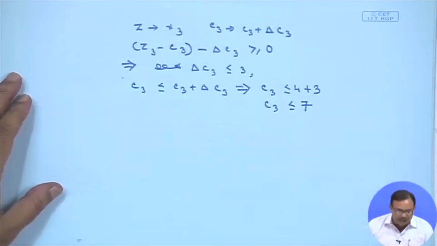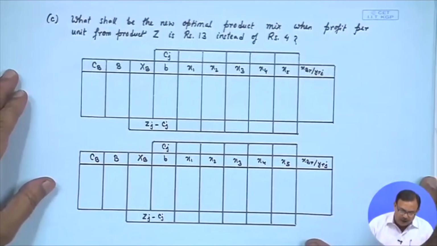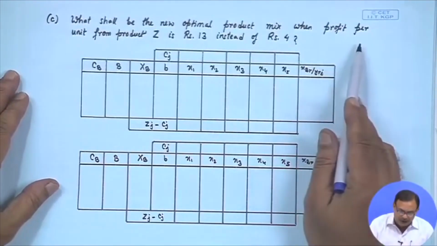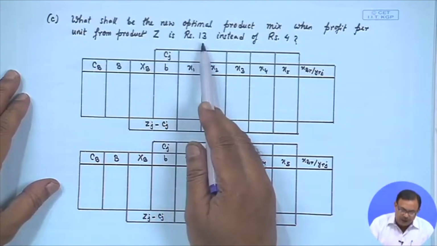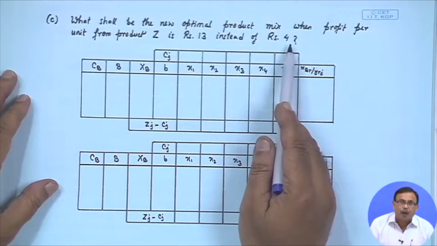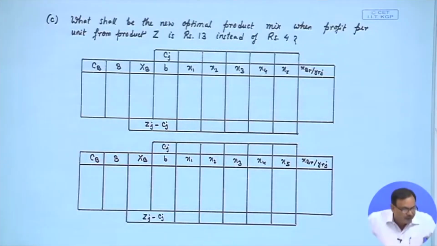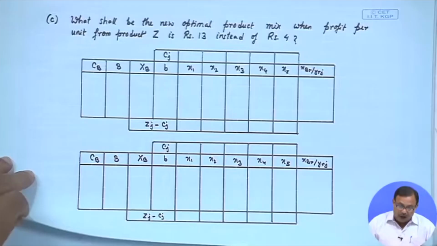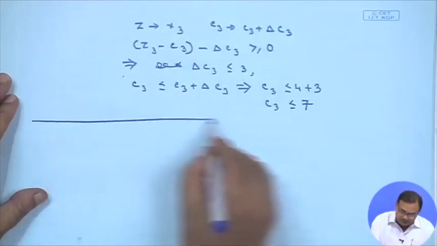Now, come to the third one. The third one is, what shall be the new optimal product mix when profit per unit of product Z is rupees 13 instead of 4. That is, earlier the per unit cost of product Z was 4. Now, if it increases to 13, what happens?